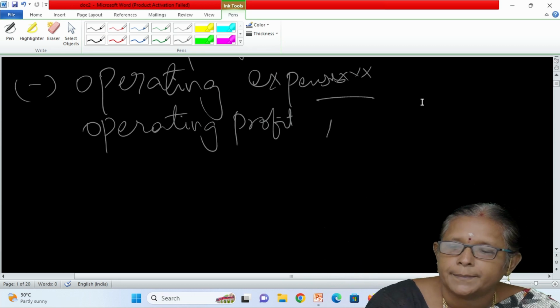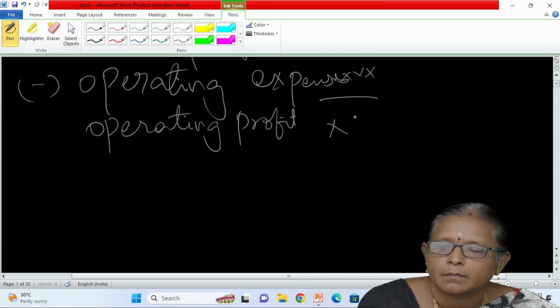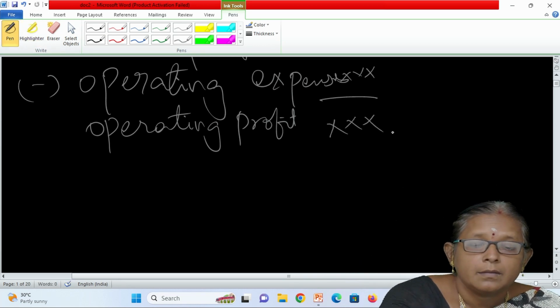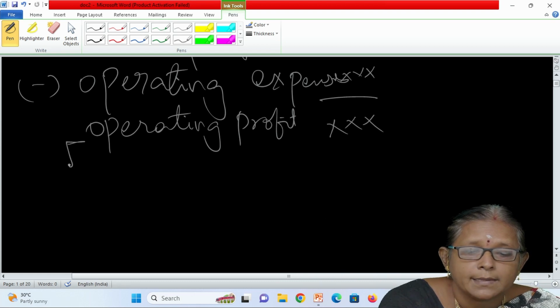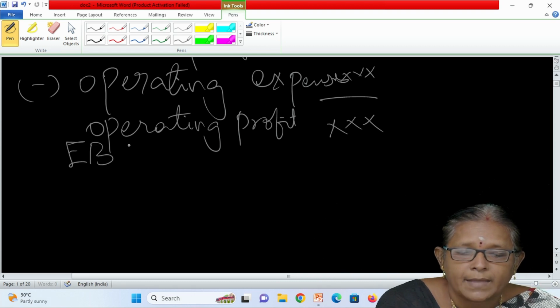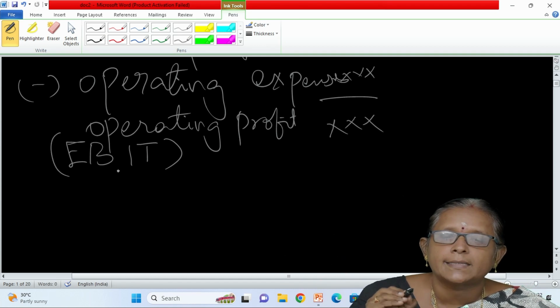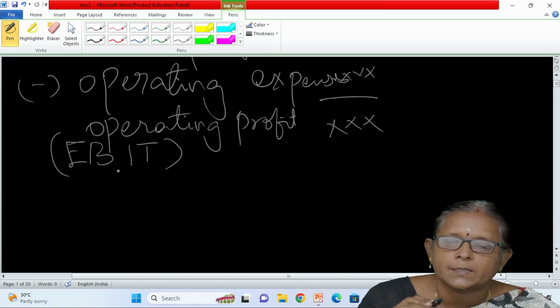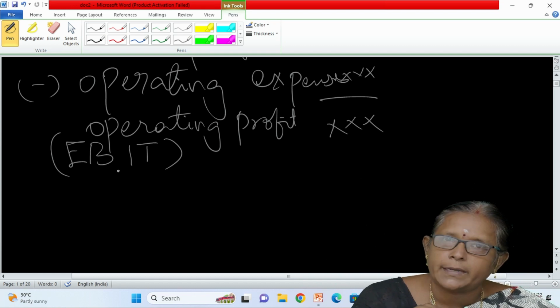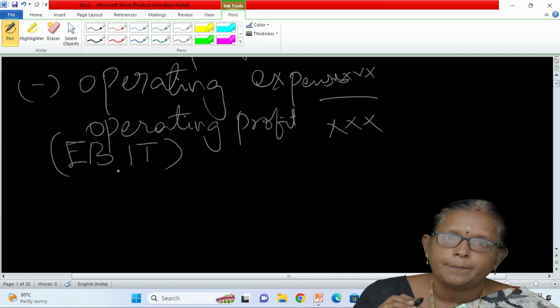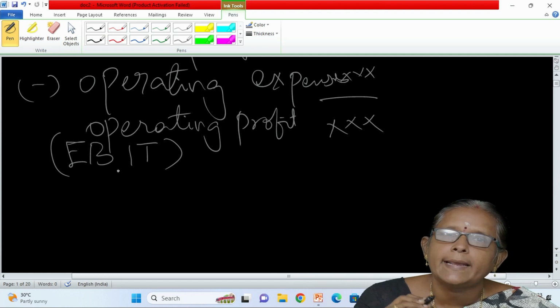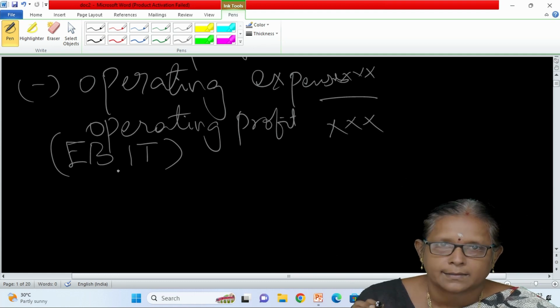Operating profit is otherwise called EBIT, that means earnings before interest and tax. So if you deduct operating expenses from gross profit, you will get operating profit. It is otherwise called earnings before interest and tax.